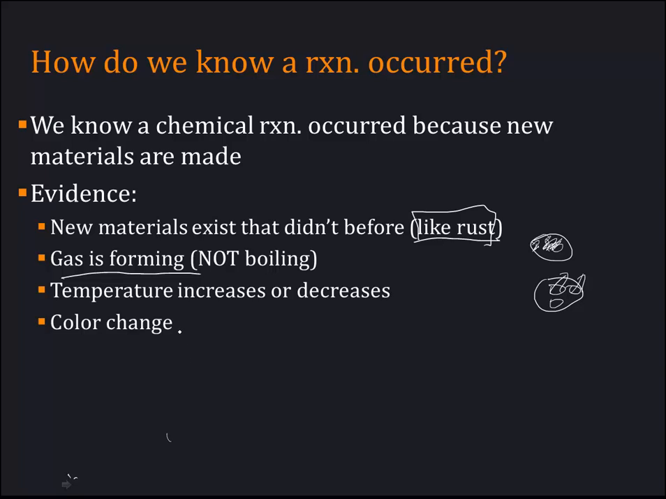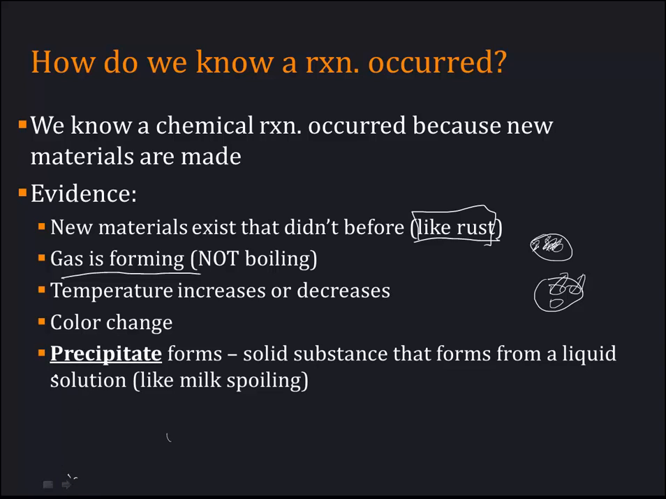But if you react lead nitrate, which is clear, with potassium iodide, you can get lead iodide, which is bright yellow. So you can get some cool color changes that occur. And these particles that formed, that's called a precipitate. That's when you mix 2 liquids together and you get a solid that forms.